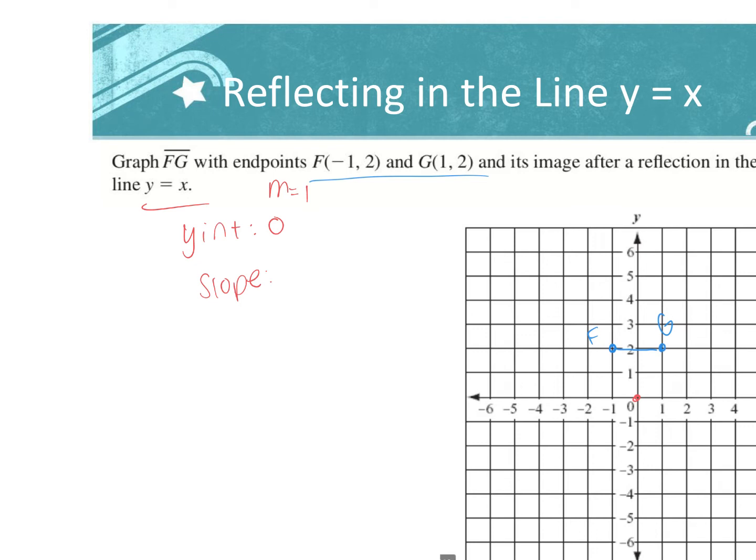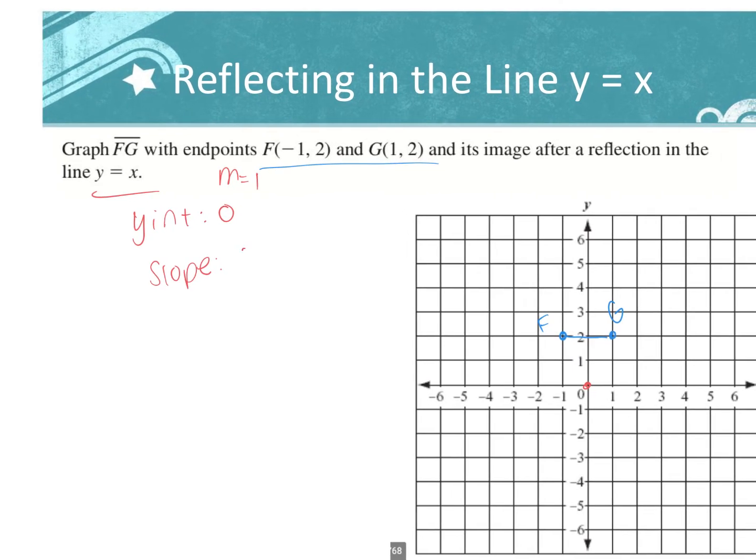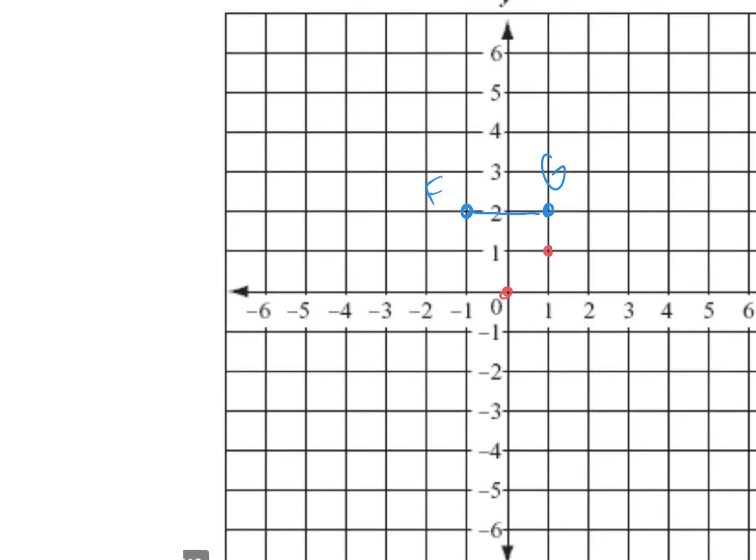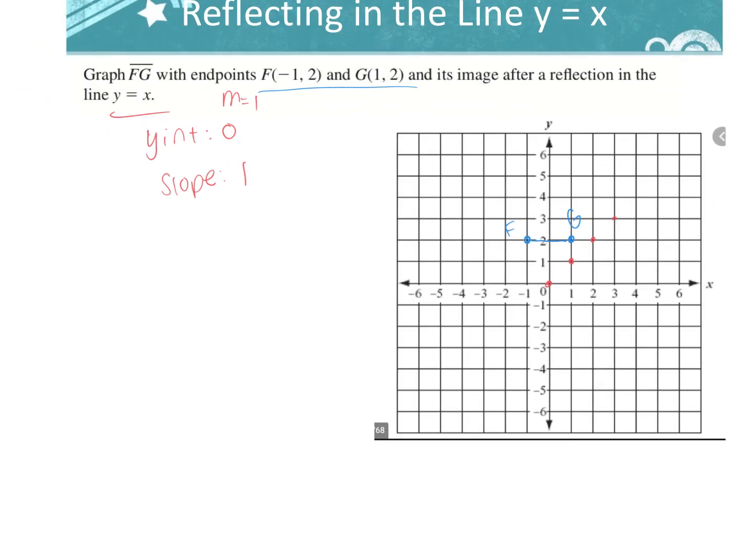If my slope is 1, from 0, 0, what's my movement? How much do I rise? How much do I run? You go one up and then one to the side. 1 up. Which side, though? To the right. 1 up, 1 to the right. So y equals x is this line starting at 0, 0 that has a slope of 1. Do you guys agree?